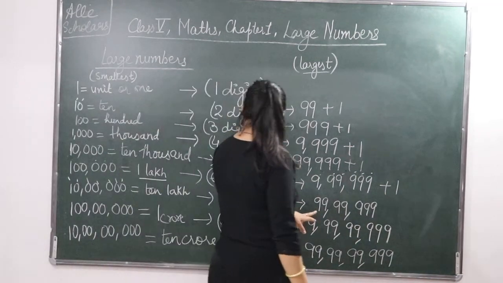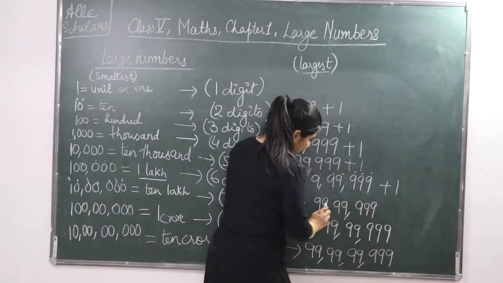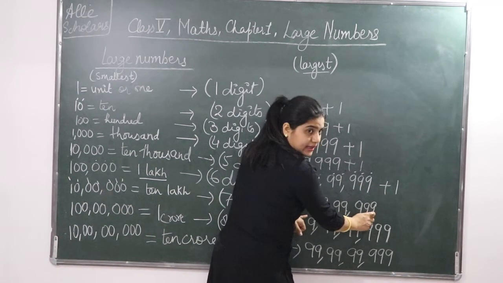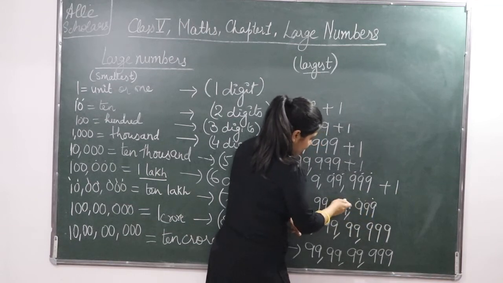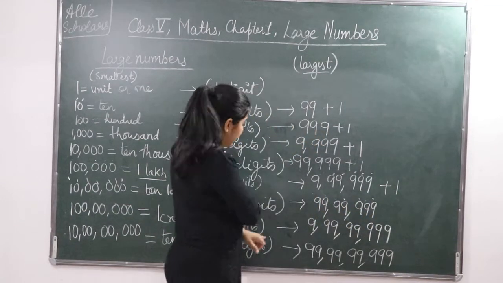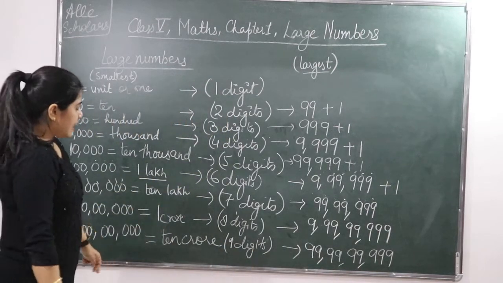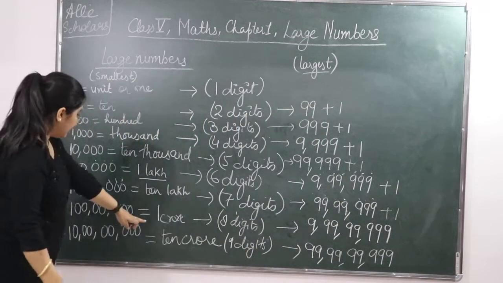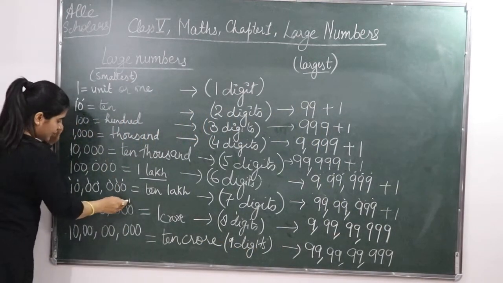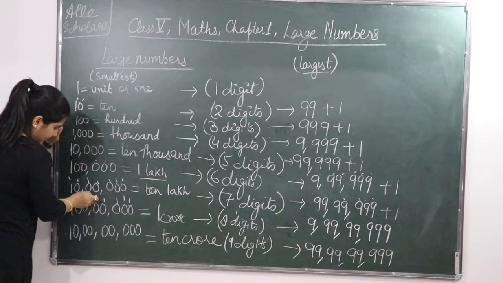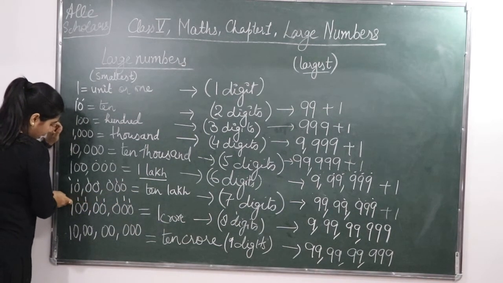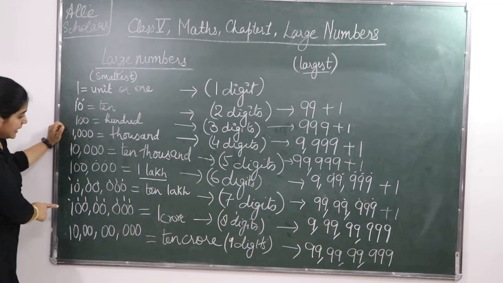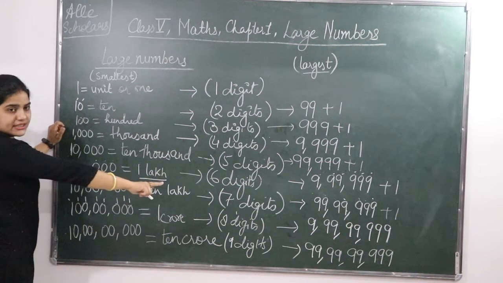And the largest 7 digit number is going to be 99,99,999. Unit, 10, 100, 1000, 10,000, lakh, 10 lakh. Okay? Again, for the 8 digit smallest number, you have to just do plus 1. Then you will get 1 crore. Unit, 10, 100, 1000, 10,000, lakh, 10 lakh, and 1 crore. This will be the smallest 8 digit number.